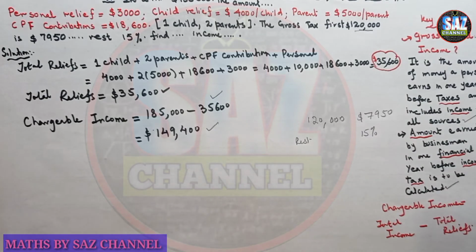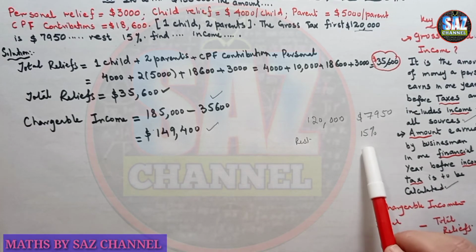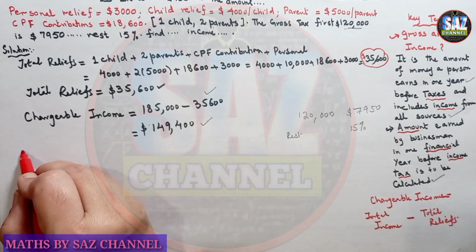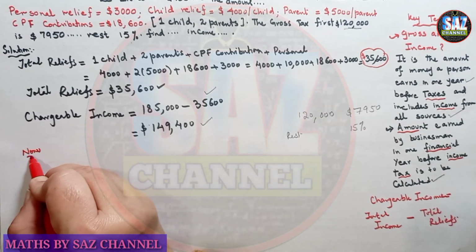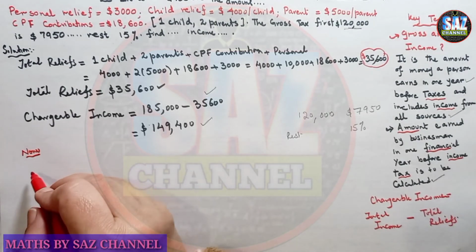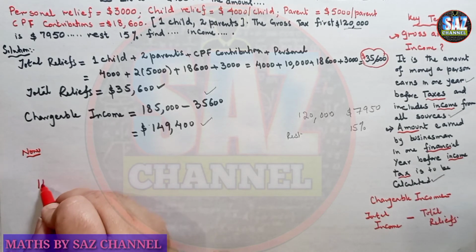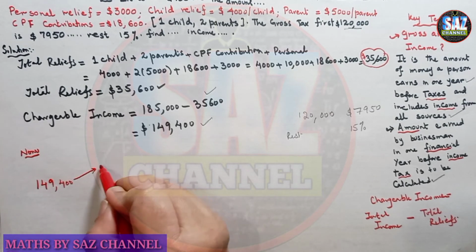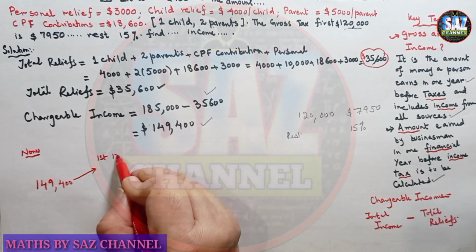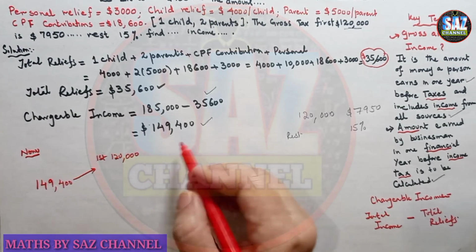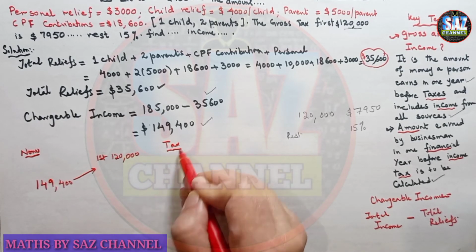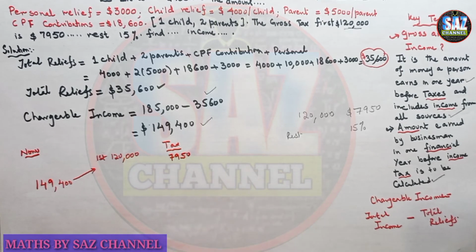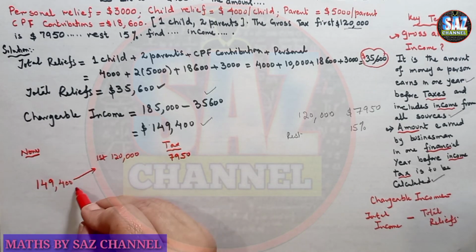Now what I have to do is first find how much amount is remaining from 149,000 on which I have to pay the tax with the percentage of 15%. In order to find the total amount payable for tax, I have to write $149,400, and on the first 120,000, I have to pay the tax 7950. This is the tax which is already calculated and it's given to us in the question.